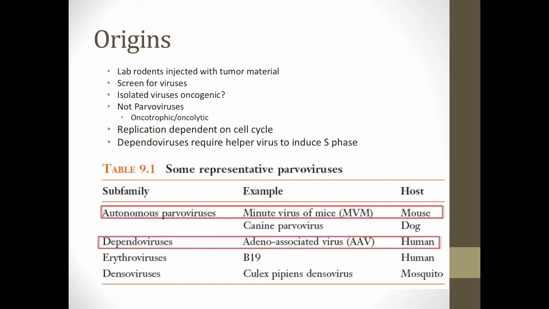Probably the most common parvovirus that people are familiar with, if you've ever had a puppy, is canine parvovirus. Your puppy was hopefully vaccinated and hopefully didn't get it. It's a disease that causes diarrhea and intestinal distress in young dogs, and it's something like 75% fatal in young puppies. We'll generally focus on minute virus of mice because it's the most well-described autonomous parvovirus. When we're talking about dependoviruses, we'll be looking at adeno-associated viruses.